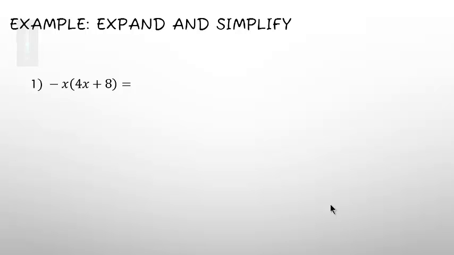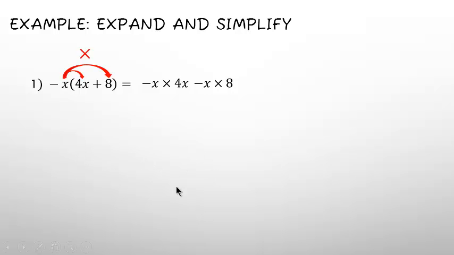Okay, first example, we have negative x outside of (4x + 8). That means negative x times (4x + 8). So first we start off. We're going to use the term outside the bracket and multiply every term inside the bracket. So firstly we have negative x times 4x. Then we're going to have negative x times 8.